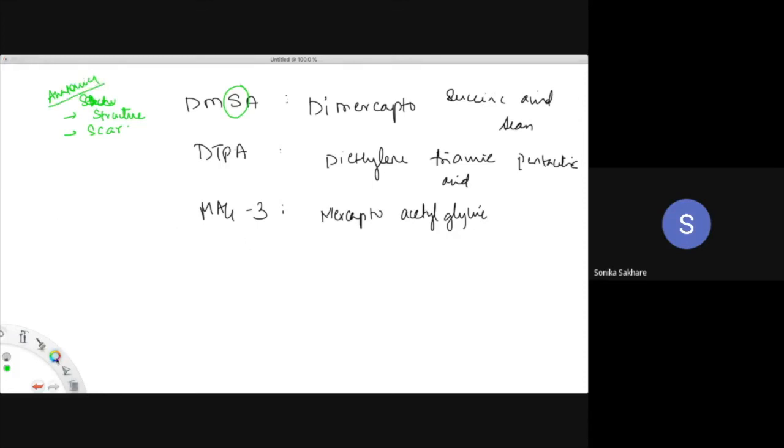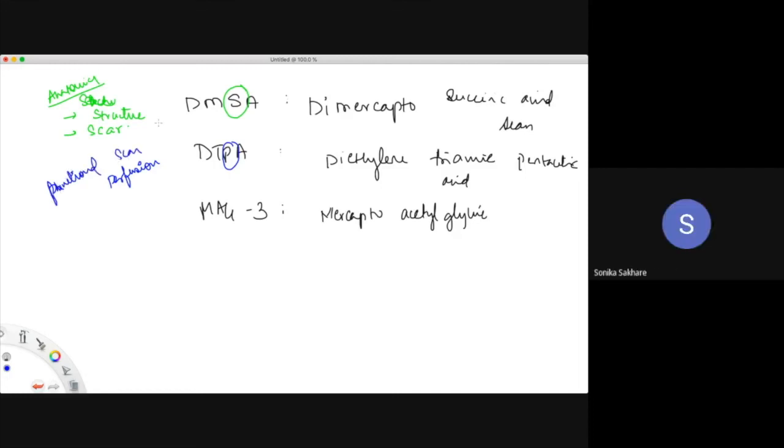Now, if you talk about DTPA, this is more to do with the function. P for perfusion, which means how much blood is coming and how much urine is being produced. So it is more of a physiologic or a functional scan. Does that make sense?